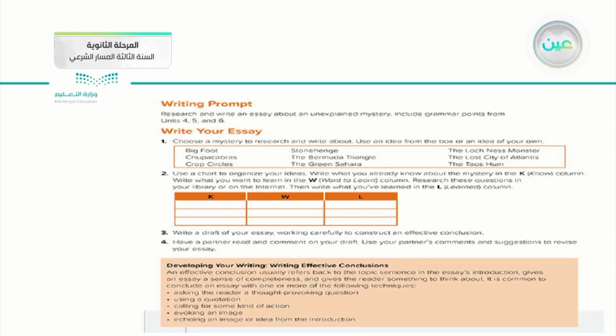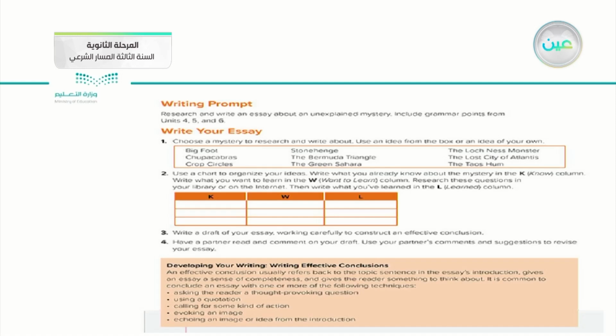Let me give you quick points about developing your writing, an effective conclusion, what I talked about in the previous point. They told us an effective conclusion usually refers back to the topic sentence in the essay's introduction. So when you write an essay, you should put an introduction first, then the body, and the last one is the conclusion. The conclusion belongs to the introduction, but if you want to make it effective, there are some steps. What are the steps?